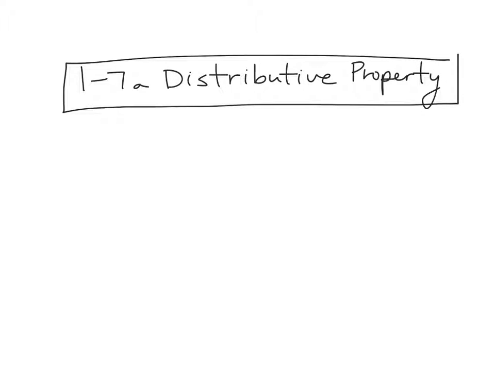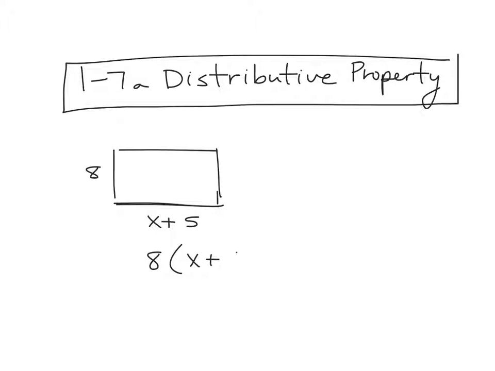Okay, so here it is. You have a rectangle, and if I said the side of this rectangle has a length of 8, and then the other side has a length of x plus 5. Okay, when we find area, we multiply the base times the height, or the length times the width, however you want to think about that. So we would do 8 times x plus 5, right?